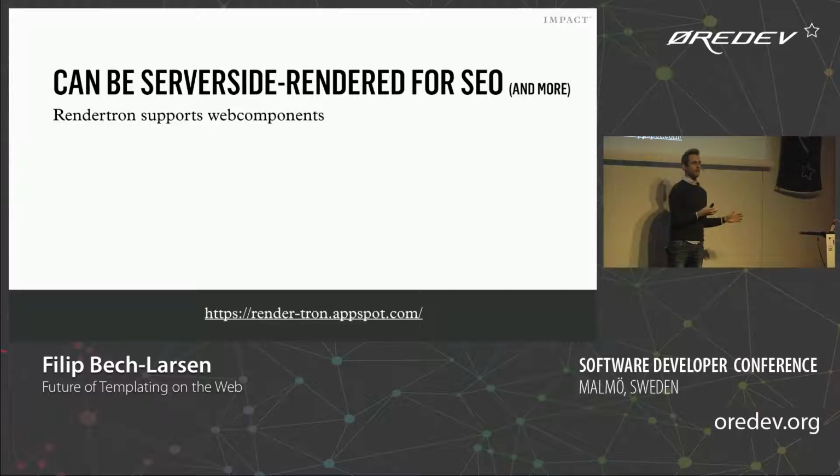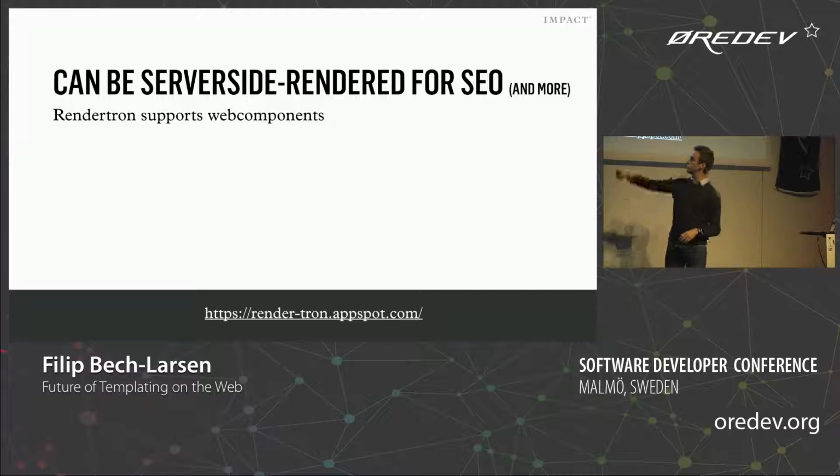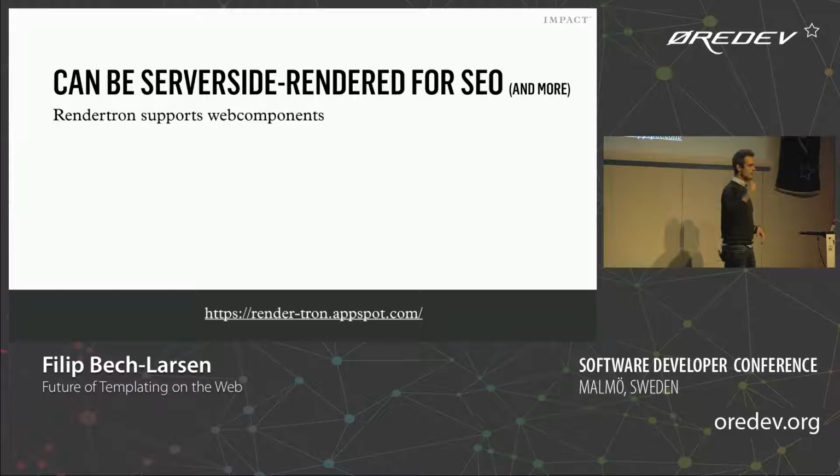So if you want to do server-side rendering for search engine optimizations or for social previewing or whatever, you can do that. If you just type any URL into the Rendertron app, this is just an example app, you can type anything in there and you can see what it returns, and you can see that it works really well with your server-side rendered stuff.